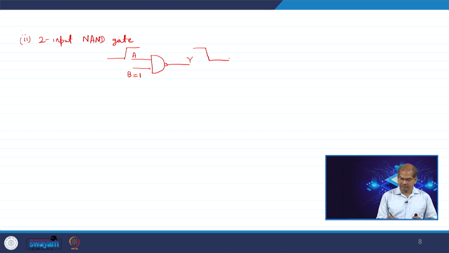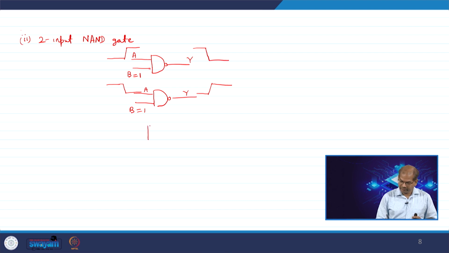Similarly, if I have another case, B equal to 1 and my input A is falling, then your Y will do a rise transition. So, this is the second arc.